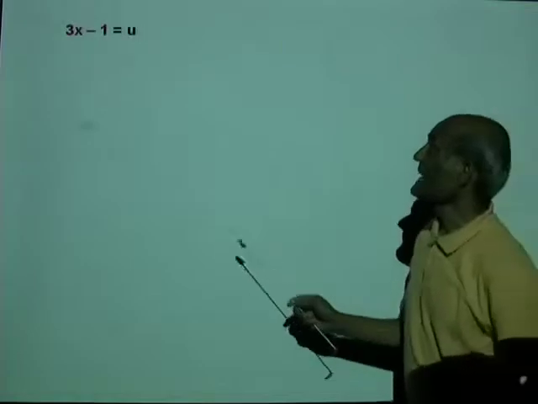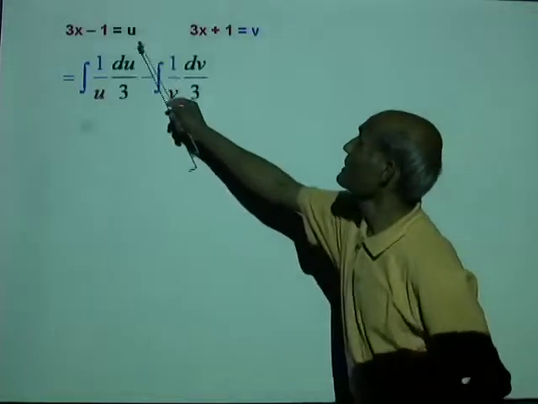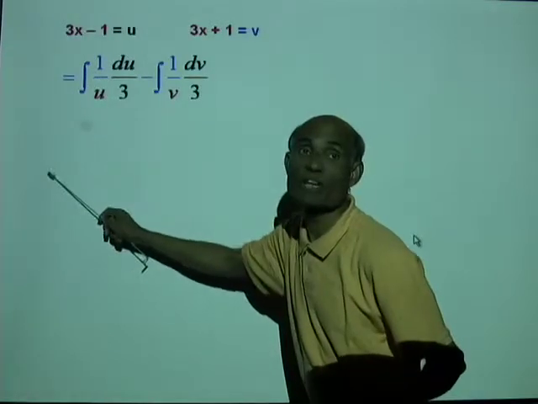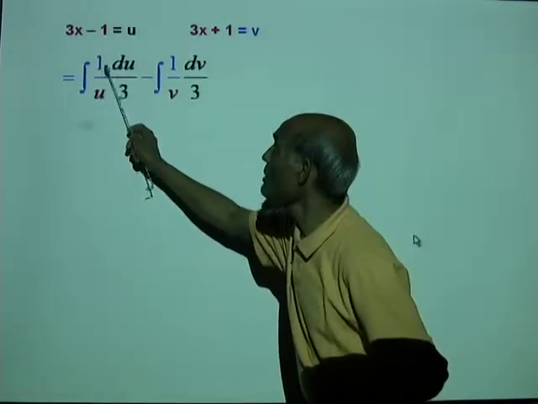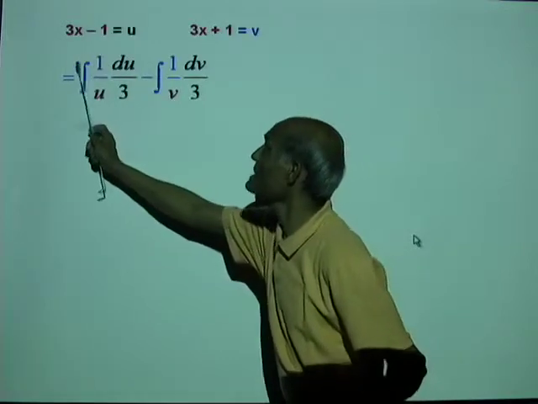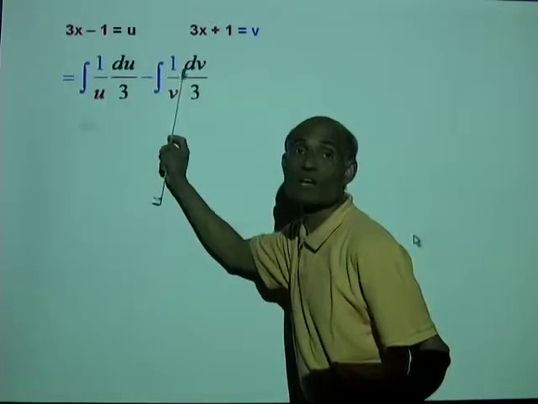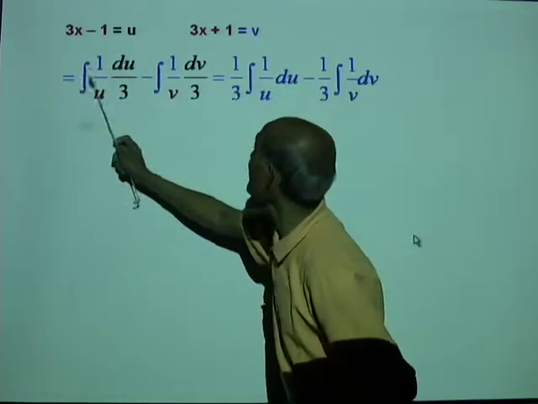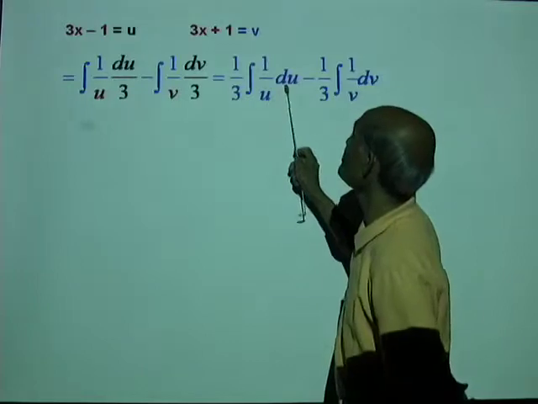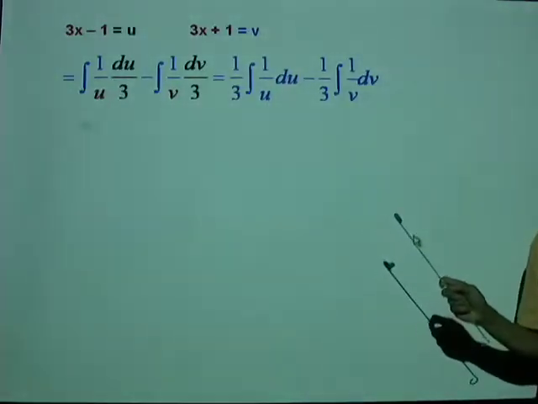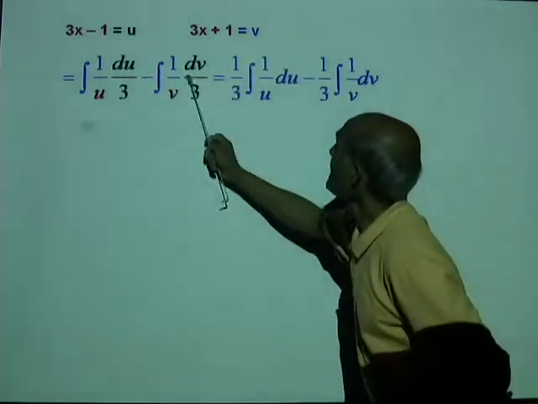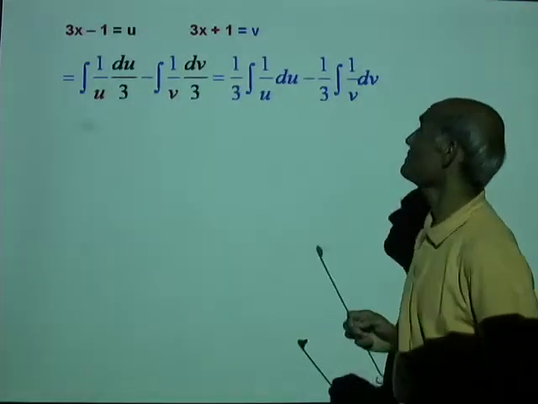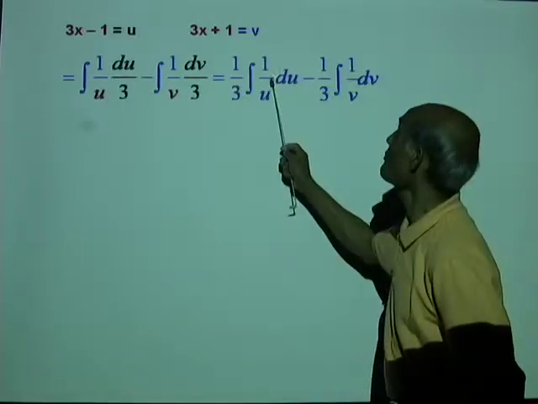And that will now become, we got our substitutions. So we have, this is what we had in the last slide. The integral of 1 over u du over 3, I can take out the 1/3. Similarly, I can take out the 1/3 in each. So this will become 1/3 integral of 1 over u du minus, take out the 1/3 here, 1/3 integral of 1 over v dv. Well, these are familiar integrals.